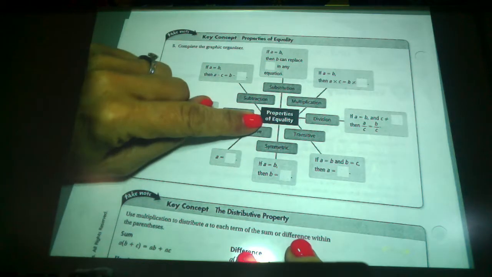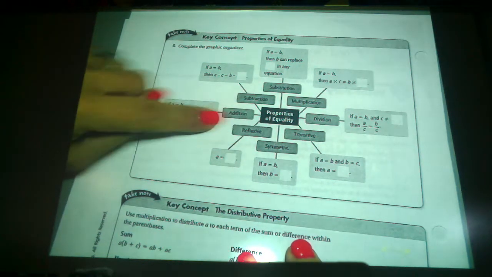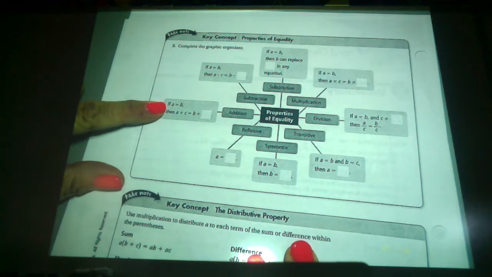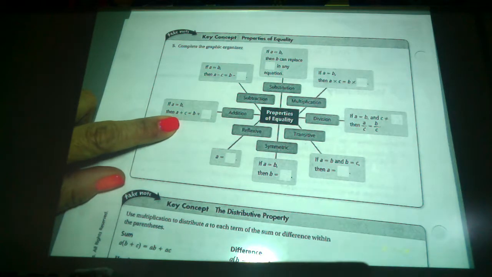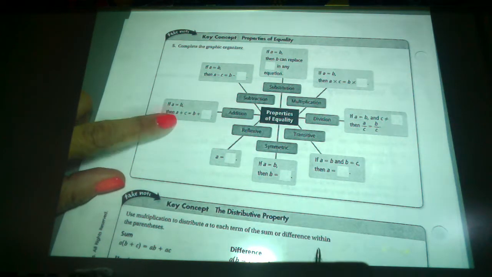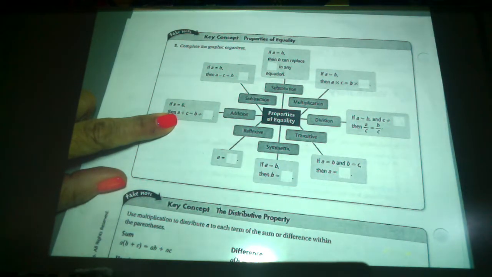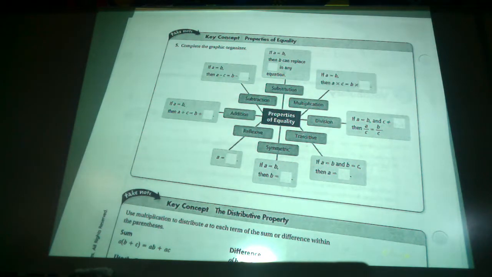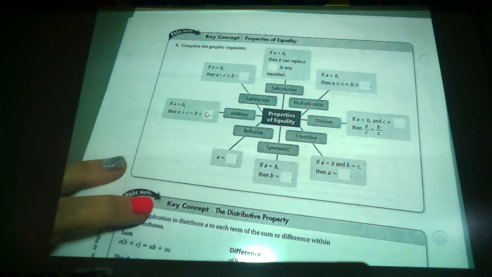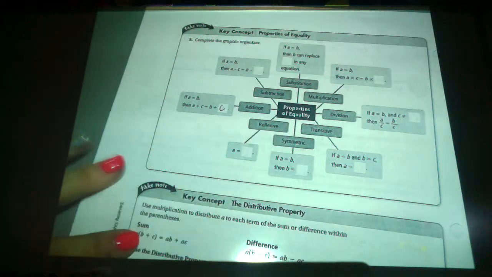So let's just start up here. In the middle, we've got properties of equality. Let's start with addition. If you start off with A equals B, and the left side goes from A to A plus C, what do we do to the left side? You added C. I'm trying to teach you to look at this because when you go through a proof, especially an algebraic proof, you have to know what happened to the left side from top down. So if I added C on the left, wouldn't I add C on the right? And that's your addition property of equality.